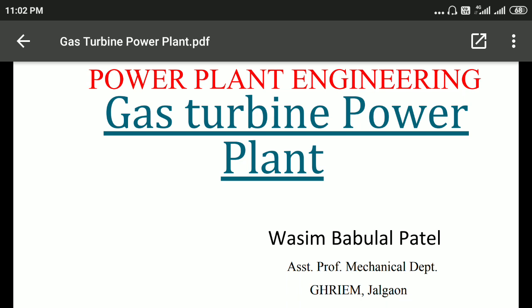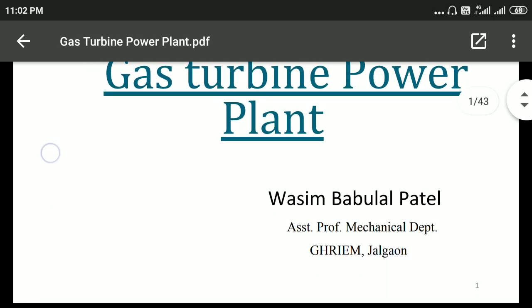Here we are supplying air and fuel, and after combustion the exhaust gas is directly supplied to the turbine, where the turbine rotates and provides mechanical power to the generator, and then the generator generates electricity using the mechanical power. So the gas turbine plant is also a power plant.